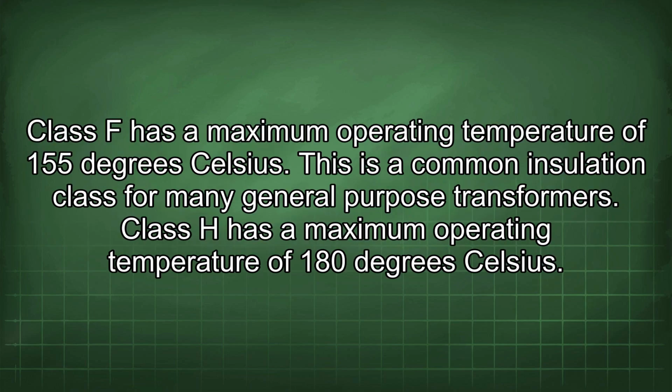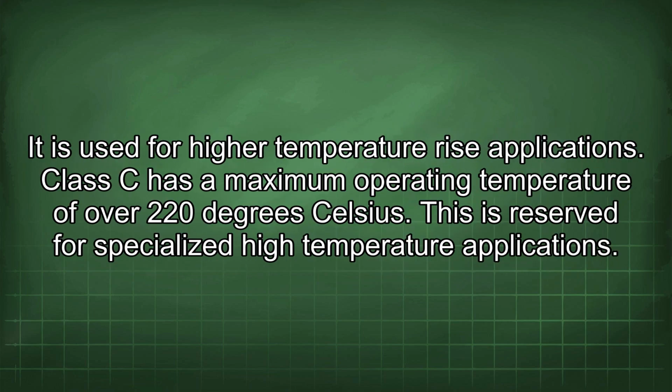Class F has a maximum operating temperature of 155 degrees Celsius. This is a common insulation class for many general-purpose transformers. Class H has a maximum operating temperature of 180 degrees Celsius. It is used for high temperature rise applications. Class C has a maximum operating temperature of over 220 degrees Celsius. This is reserved for specialized high temperature applications.